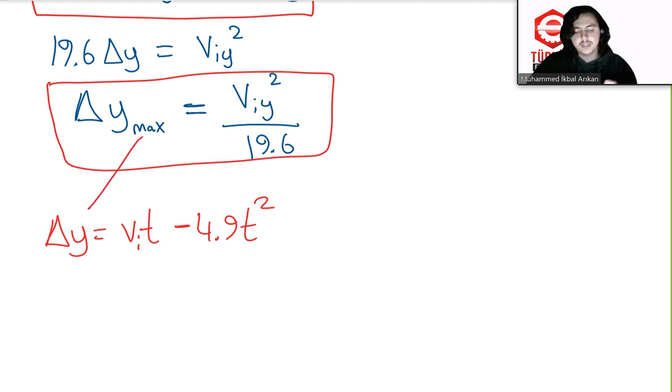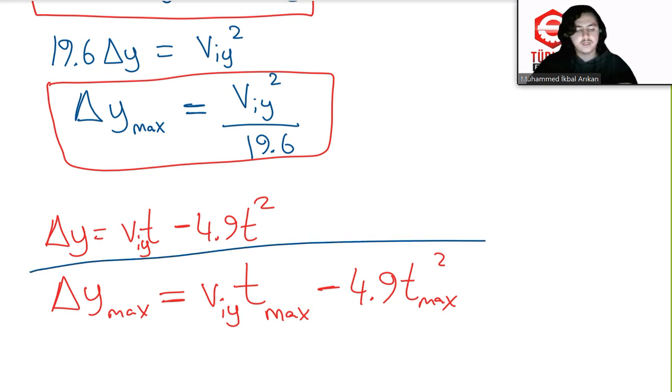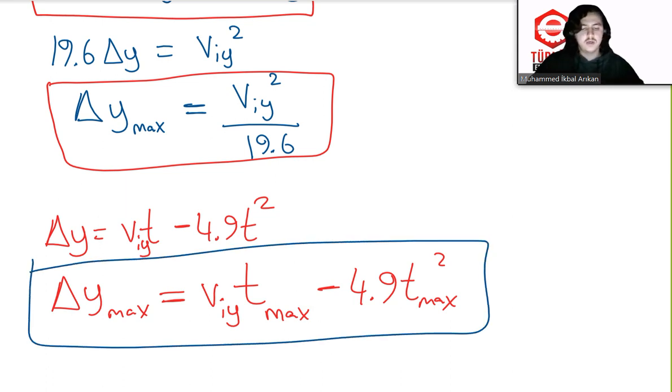Actually, when you put delta y max, you must substitute your time by time max. So delta y max for your maximum height, you will use the same values, okay? This is V initial y times time max minus 4.9 time max squared. So we have two formulas. You can select one of them and use it for delta y max, okay?